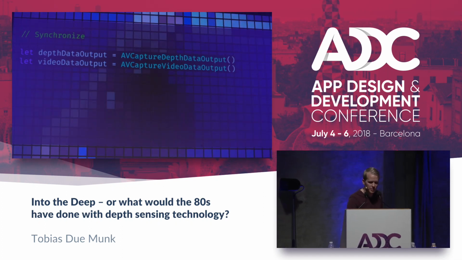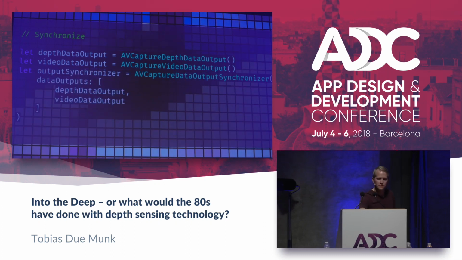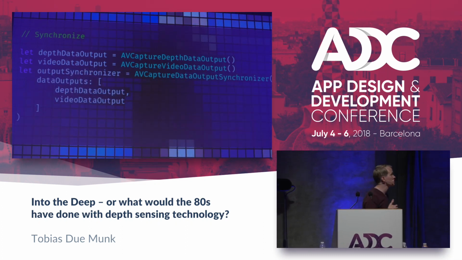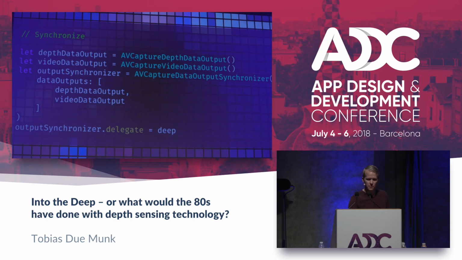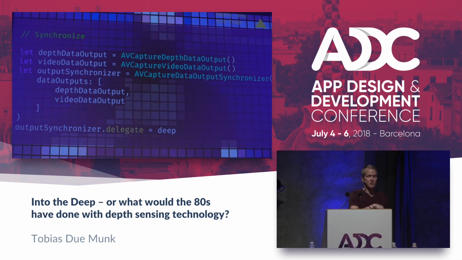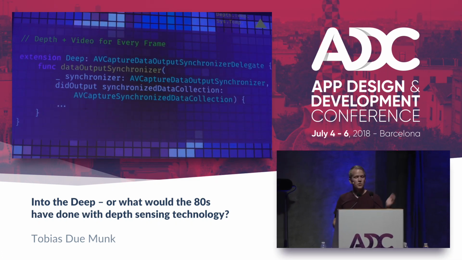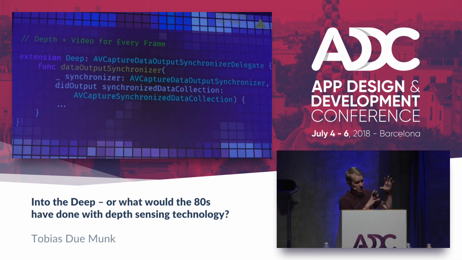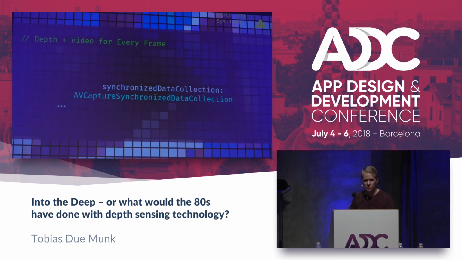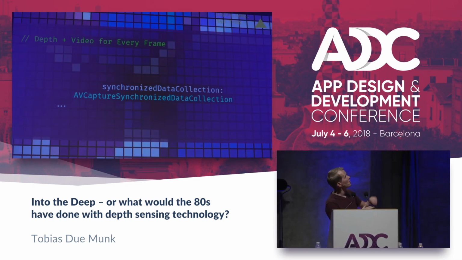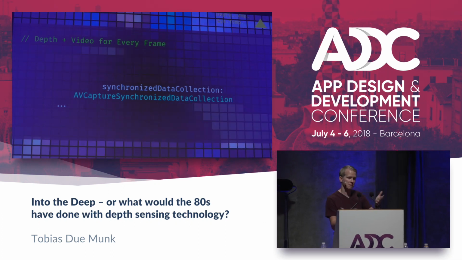Sorry about that. So we have our 2 outputs. We initialize a synchronizer with those 2 outputs, and then we can just add a single callback. The delegate sets the callback to that one synchronizer. Then we have this function called. I know, it's a bit messy. Just as before, this is the only thing we're interested in: we get a collection of synchronized data.